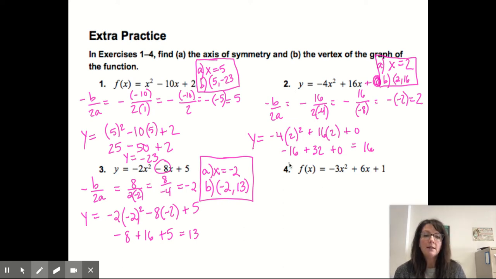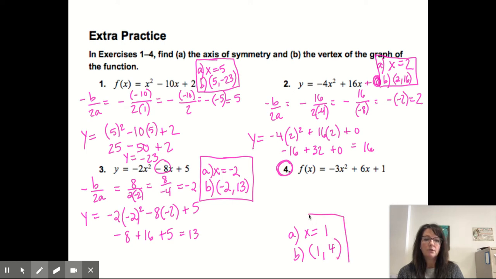Why don't you go ahead and try number 4? Pause the video, and find the axis of symmetry and the vertex. Okay, thank you. Okay, just to give you a little bit of closure here, I'm not going to work it out, but hopefully you found that the axis of symmetry is x equal to 1, and for B, we would locate the vertex at 1, 4. So this was the solution to number 4.